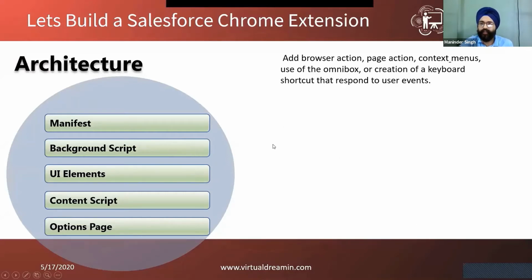Then we have UI elements. UI elements would be the point of contact which the user would use to interact with your add-on or extension. It could be a button, it could be a page action, a right-click context menu, or you can say a keyboard shortcut, anything. It could be a key press.